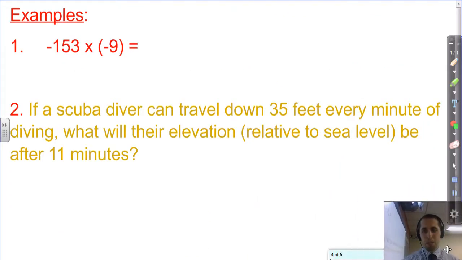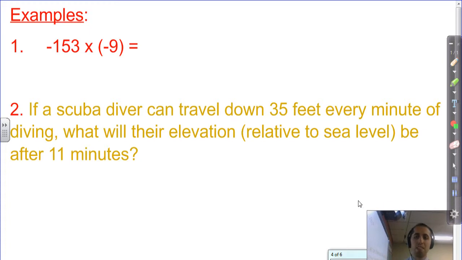Let's try some examples and make sure we can put those rules into practice. So here we go. Negative 153 times negative 9. Alright, let's check this guy out. First I'm just going to think about what's the sign of my answer. We have negative times a negative. The signs are the same, so the answer is positive. I'll just mark that down now so I know.